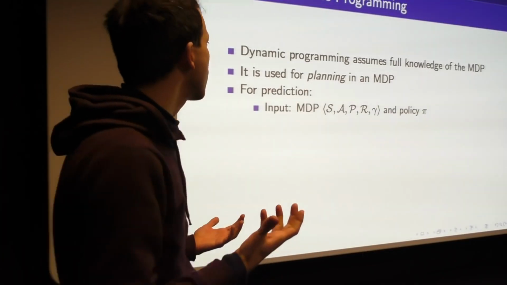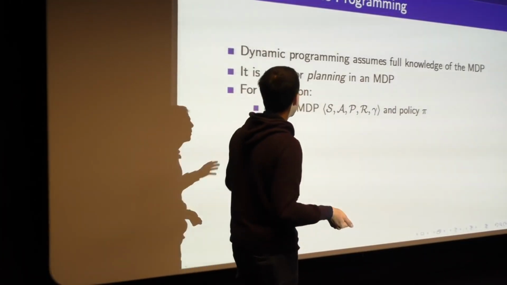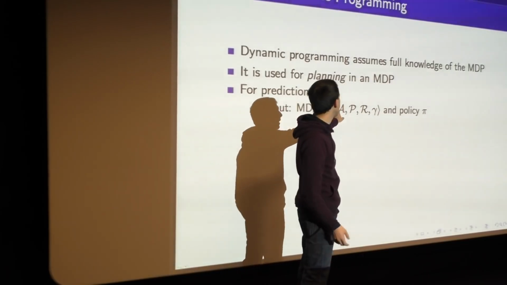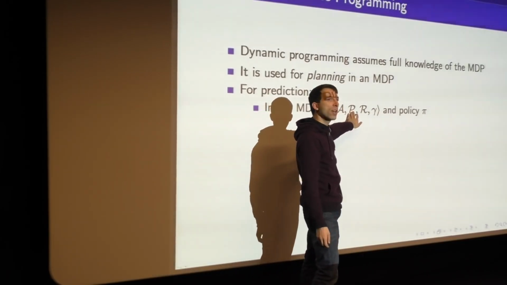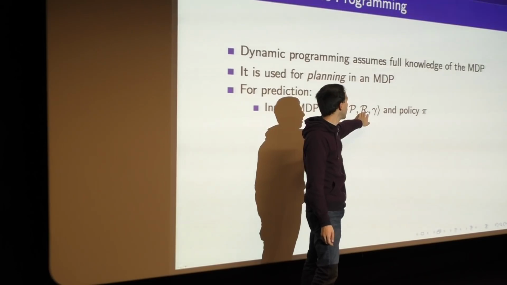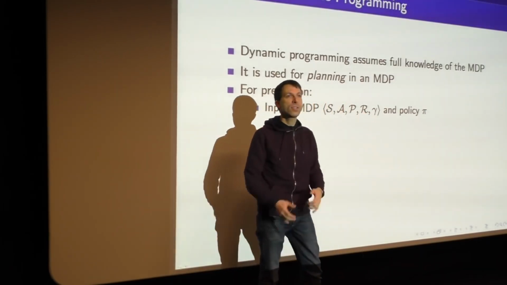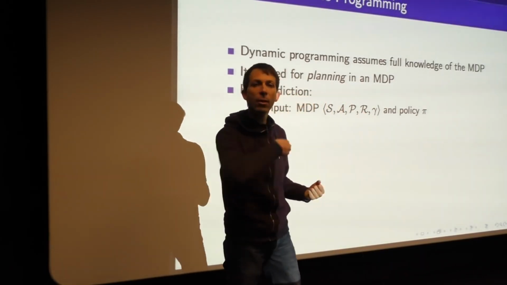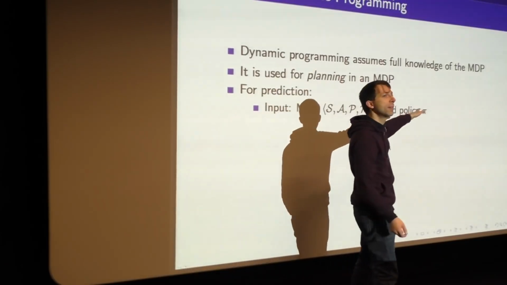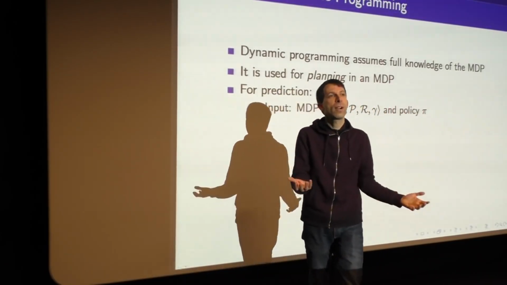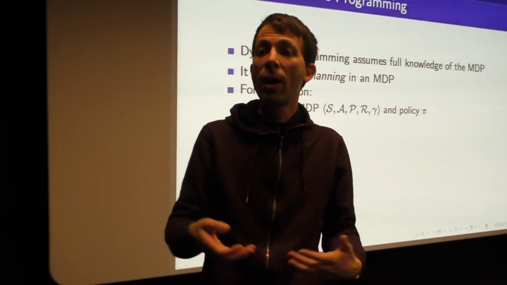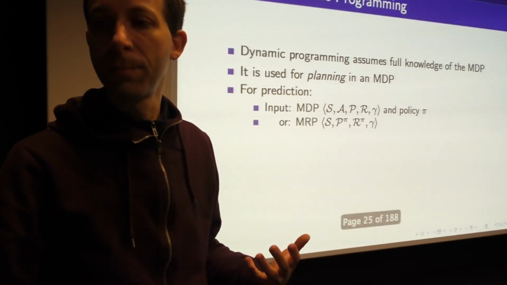What does that mean? It means that someone tells us an MDP. Remember, an MDP is a state space, an action space, our transition dynamics, our reward function, and a discount factor. It's just our standard MDP. Someone tells us the MDP, but they also give us a policy. They say, for example, if you're going to wander around randomly in this world, then what I want to know is how much reward will you get in that world?